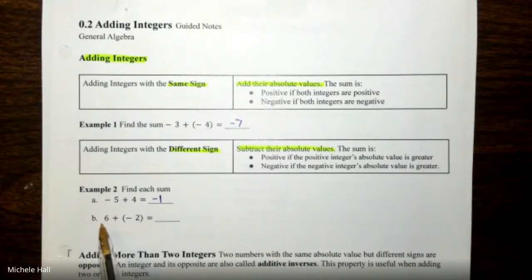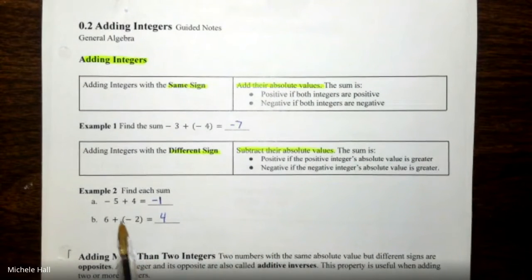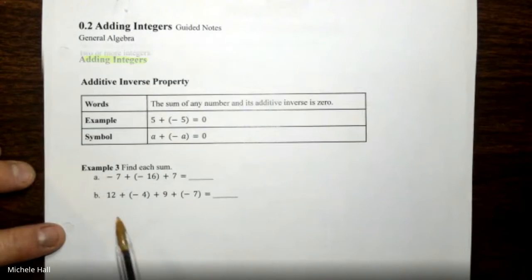We are adding 6 plus -2. We're adding a positive and a negative. These are different signs. When we're adding different signs, we subtract them. 6 minus 2 is 4. And then we take the sign from the larger absolute value number. 6 and 2. We're going to take the sign from the 6, which is positive.